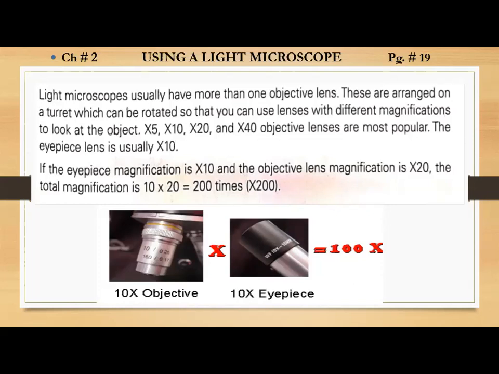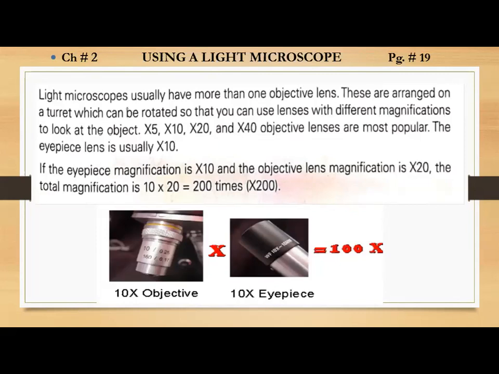Each objective lens has a different magnification level. For example, some have x5, which means it will magnify the image 5 times. Some have x10, which magnifies the image 10 times. Some have x20, which magnifies the image 20 times, and x40 means it magnifies the image 40 times. The eyepiece lens is usually x10, so it magnifies the image 10 times.